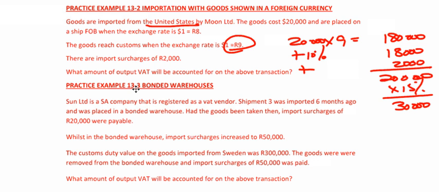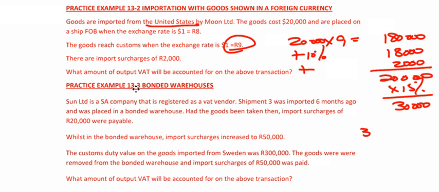Okay. Now remember with the bonded warehouse, we only pay when we take it out. So this question says, Sun Limited is a South African company that's a registered VAT vendor. Shipment 3 was imported 6 months ago and was placed in a bonded warehouse. Had the goods been taken then, import surcharges of 20,000 were payable. Whilst in the bonded warehouse, import surcharges increased to 50,000. The customs duty value on the goods imported from Sweden was 300,000. The goods were removed from the bonded warehouse and import surcharges of 50,000 were paid. What amount of output VAT will be accounted for?